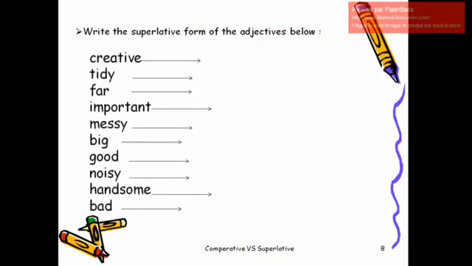Here you have an exercise to do. Write the superlative form of the adjectives below. Creative, tidy, far, important, messy, big, good, noisy, handsome, and bad. You are going to write the superlative form of these adjectives. Okay? Awesome.